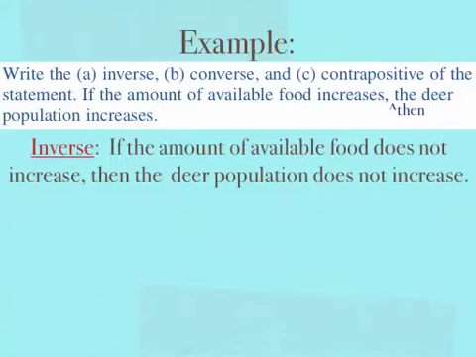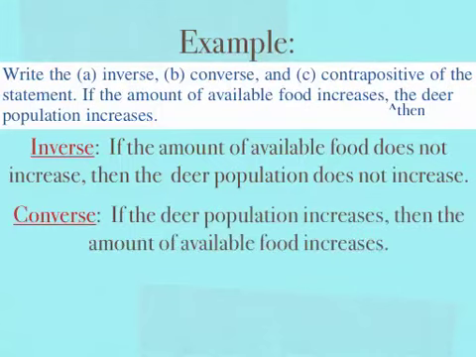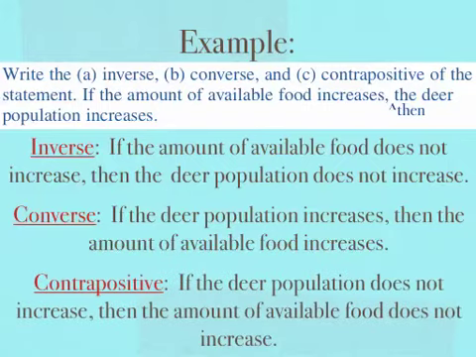To find the converse, I'm going to go back to the original statement and I'm going to switch the hypothesis and the conclusion, which says if the deer population increases, then the amount of available food increases. And then to find the contrapositive, I can keep the converse and negate both the hypothesis and the conclusion. So the contrapositive would be if the deer population does not increase, then the amount of available food does not increase.